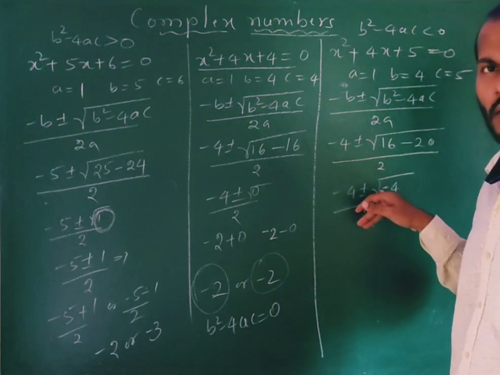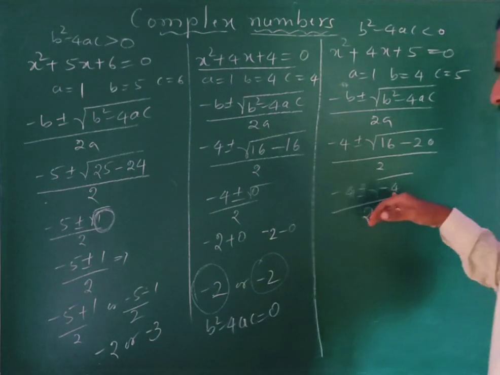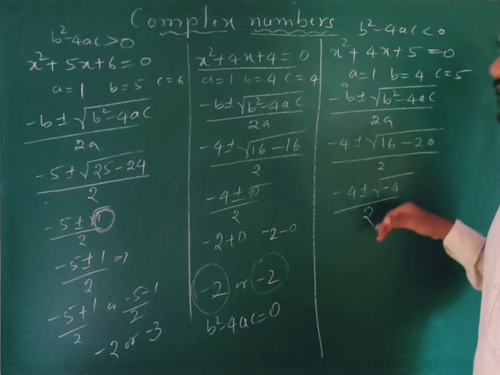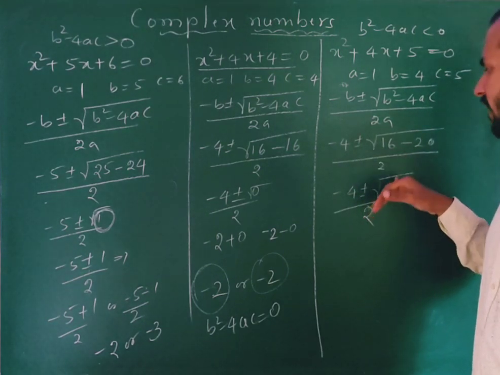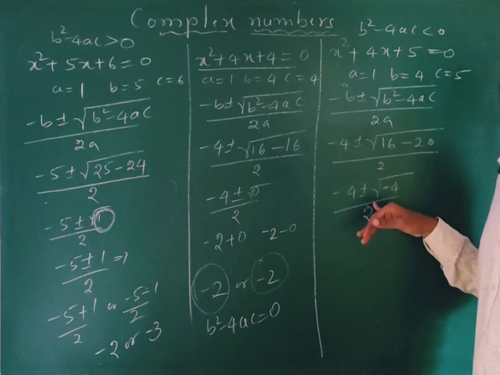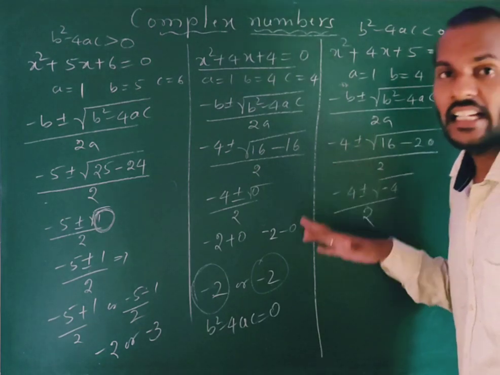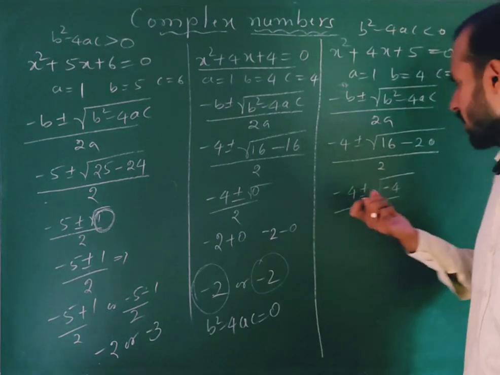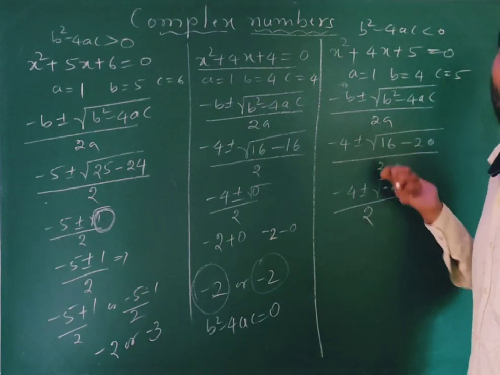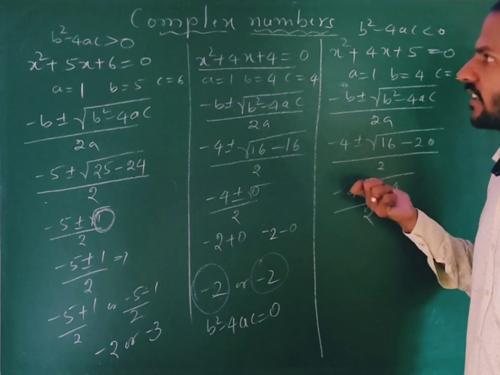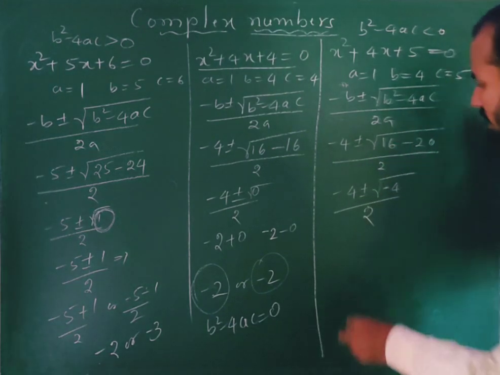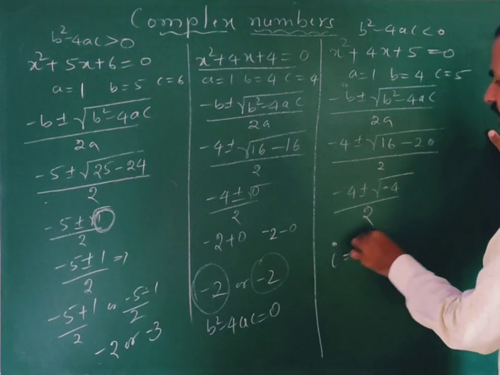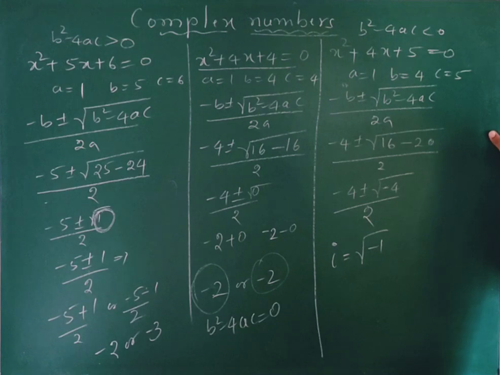If it is positive 4, the square root of 4 we can write directly as 2. But here it is root minus 4. In such cases, the scientist Euler introduced a new value for these kinds of negative roots. That is nothing but iota, that is i. The value is under root of minus 1.